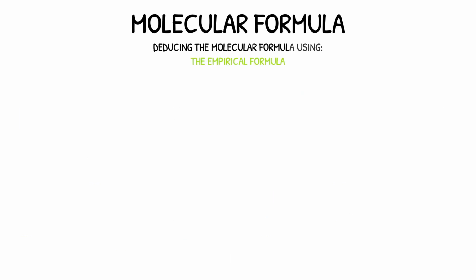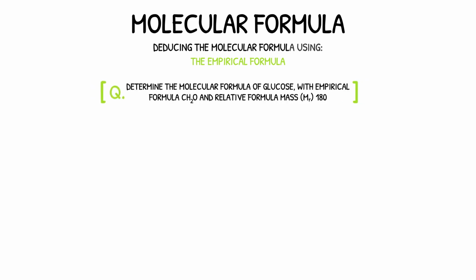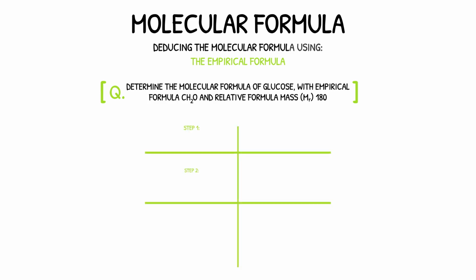The empirical formula of a compound can also be used to deduce its molecular formula. Here's an example of how this question may be posed to you in an exam paper. Determine the molecular formula of glucose with empirical formula CH2O and relative formula mass 180. This calculation is pretty straightforward and requires 3 simple steps. Firstly, you must calculate the mass of the empirical formula given to you in the question.